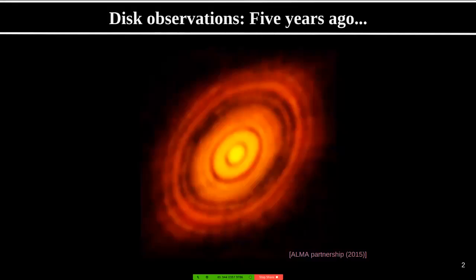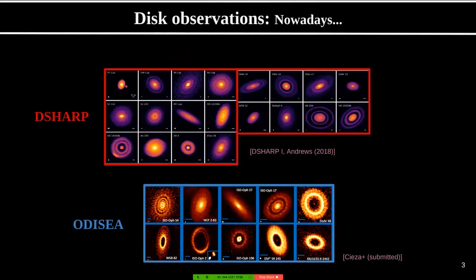So 5 years ago, we had this astonishing observation from the disk HL Tau that completely challenged our planet formation theories. And nowadays we don't have just one, but many observations. Here I'm showing a gallery of some of those observed protoplanetary disks from 2 different surveys: in red, the DSHARP survey, and in blue, the ODISEA survey.